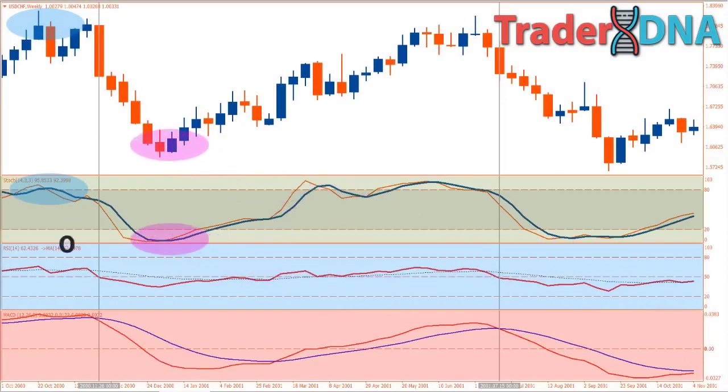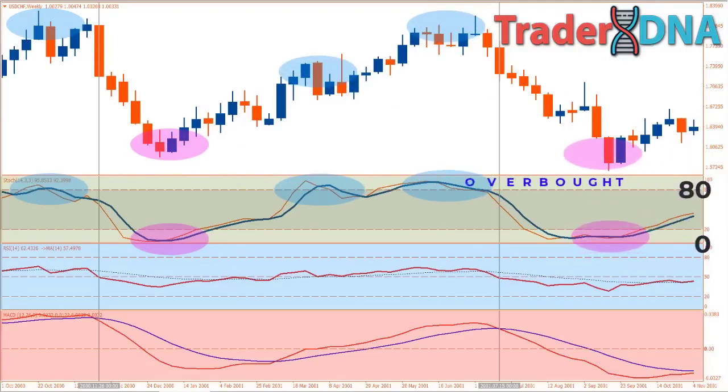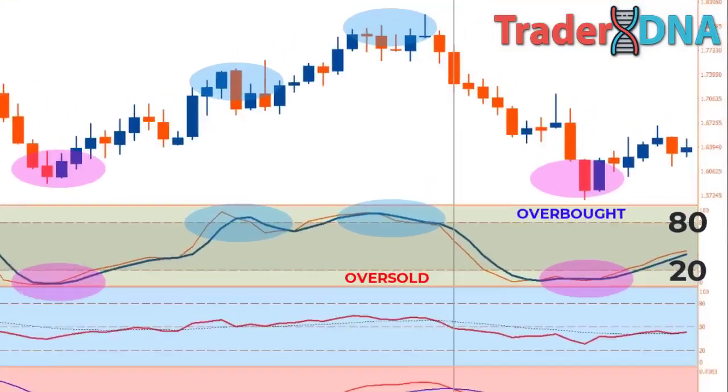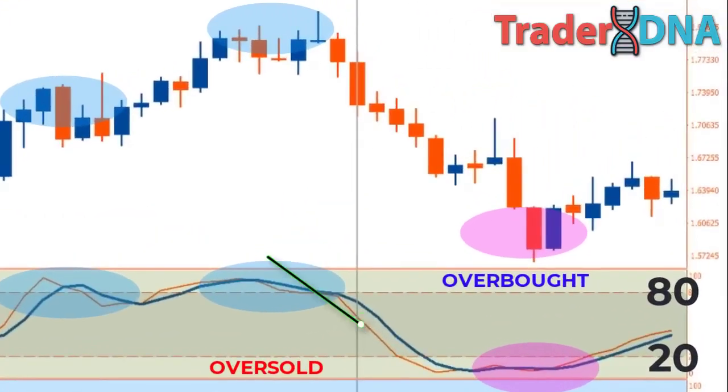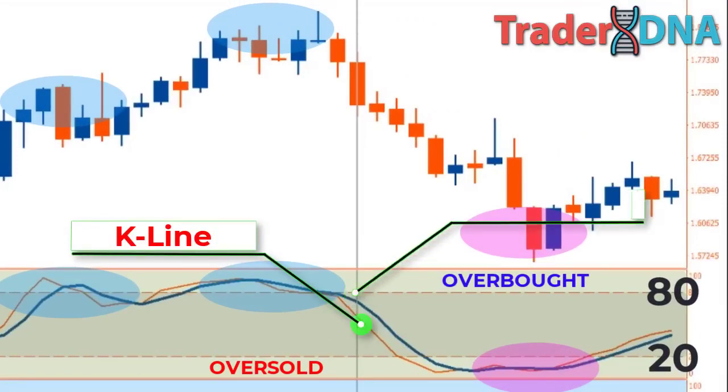And hence, in a range of 0 to 100, 80 or higher is considered overbought, indicating an upcoming downtrend, while 20 or lower is considered to be oversold, indicating an upcoming uptrend. There are two lines you should be aware of in the stochastic tool. The K line, or red line, represents the closing price, while the D line, or blue line, is the moving average of the K line.